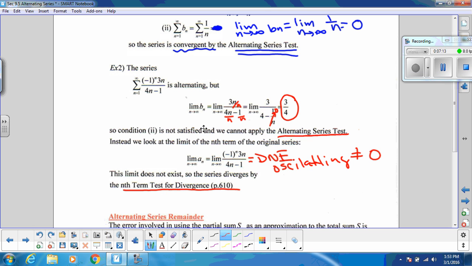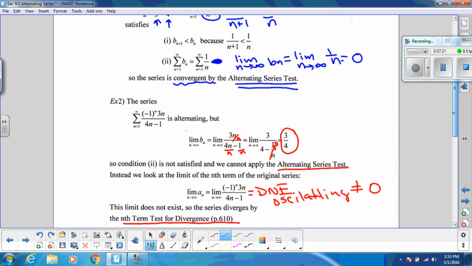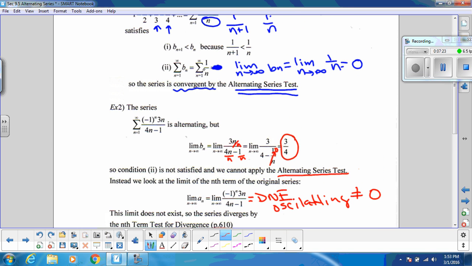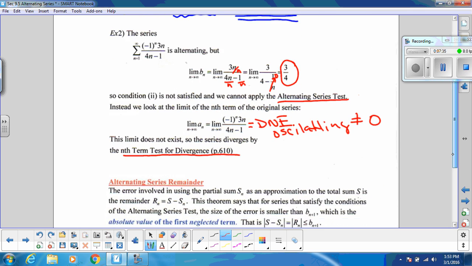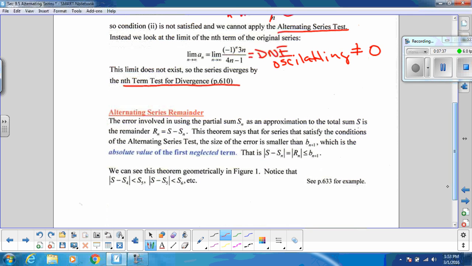Now let's say you had started with the second condition and it did equal 0. Well, then you do like what we did with the alternating harmonic series. If this is equal to 0, then you go and prove the first condition, and then you can either use the alternating series test or not. Just remember that just because you cannot use the alternating series test does not automatically mean that it's divergent. Okay, the other thing I want to talk about is the remainder.